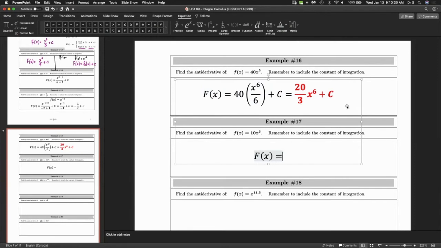So if you don't mind, I'm just going to go a little bit on autopilot here and just type some of these answers, and I'll talk less. So this is 10x to the 4 over 4 plus c. So that'll become 5 over 2 x to the 4 plus c.